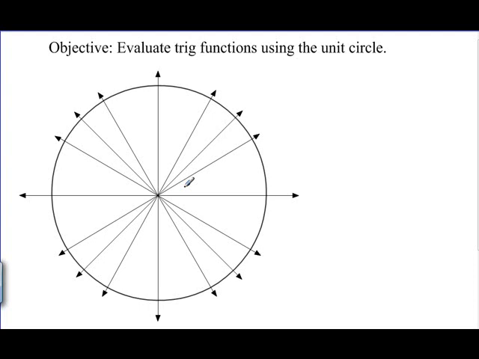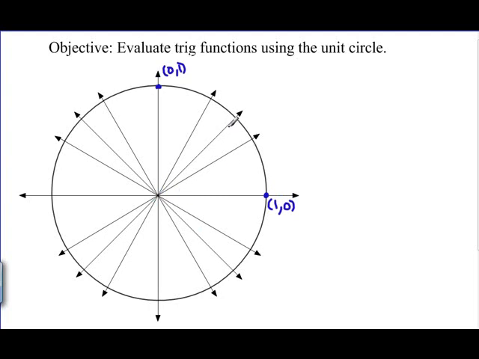So let's first talk about some points on the unit circle that we know. And I'm just going to work in the first quadrant, and then we'll go around to the other quadrants. So we know this point on the unit circle is what? Remember that the radius is 1. So this point is 1, 0. This point here is 0, 1.